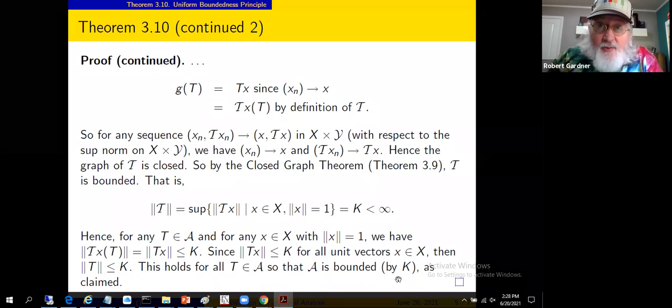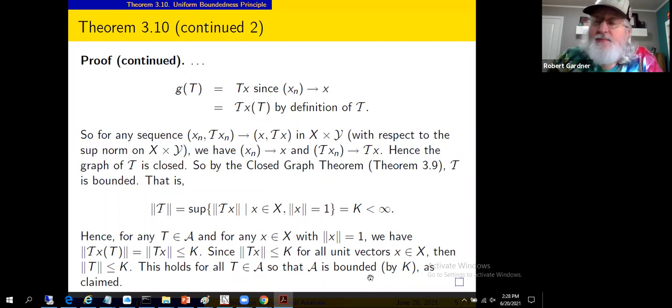So that's the reason we went to the trouble of introducing calligraphy T. The norm of that operator, calligraphy T, gave us a bound on the set calligraphy A. And the claim was, if set calligraphy A is pointwise bounded, then it is bounded. And that was the uniform boundedness principle.